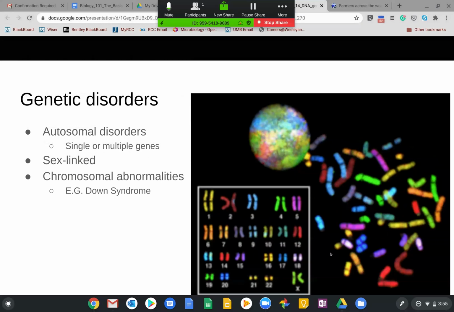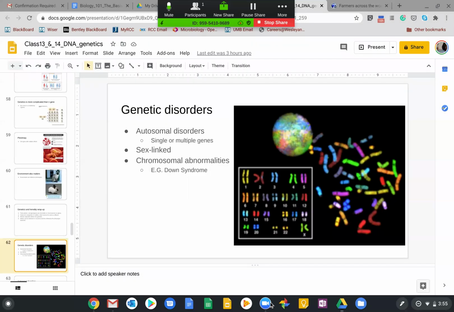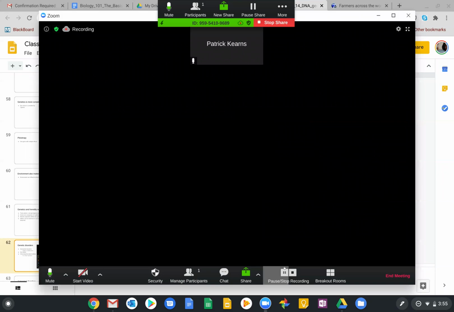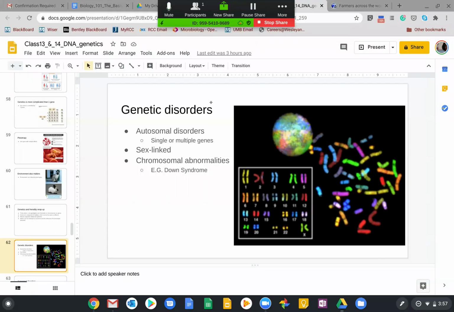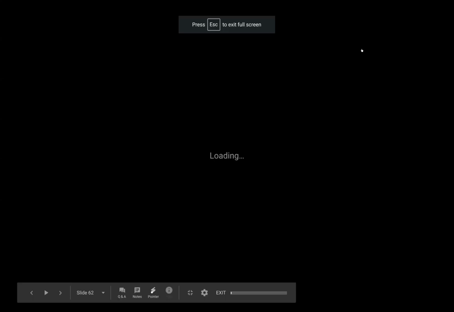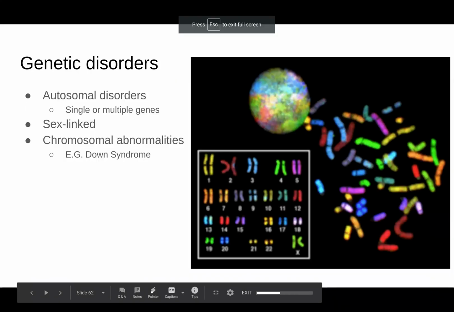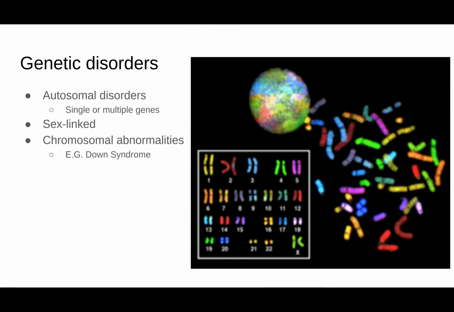Give me one moment. I have another dog issue I have to take care of. Okay, sorry about that. I adopted a new puppy this past weekend, and he requires a lot of attention and a lot of cleaning, including cleaning up vomit, which is gross because he eats his own poop. Anyways, back to genetic disorders.